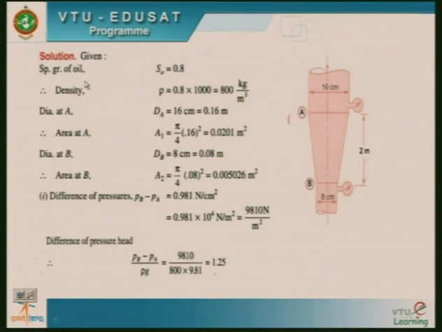In the last class I said, before attempting the problem, kindly note down what is given in the problem. Now, in this case, the specific gravity of oil is 0.8. The next thing you need to calculate is the density of this oil. So, density of oil is given by 0.8 into 1000. What is this 1000? The mass density of water into the specific gravity of oil gives you the density of oil, that is 800 kg per meter cube.